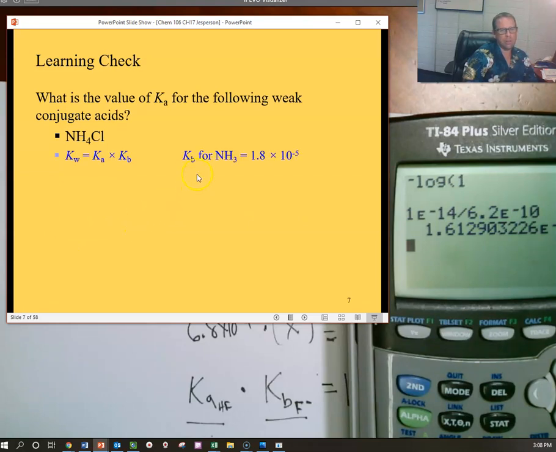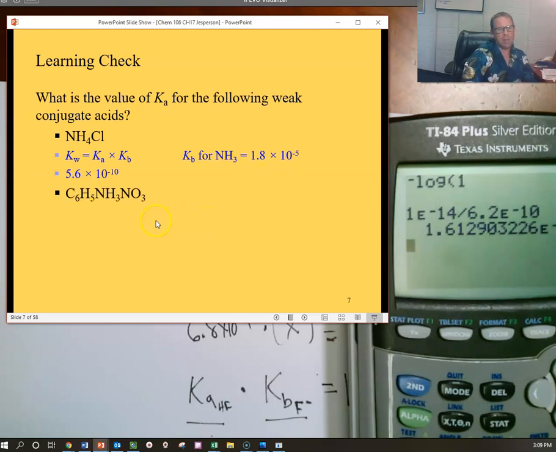So here we're told that the Kb for ammonia is 1.8 times 10 to the minus 5, and we're asked what is the Ka for the following weak conjugate acids. So the Kb is for NH3, the conjugate acid is going to be NH4, and we'll solve for Ka simply by taking, again, 1 times 10 to the minus 14 and dividing it this time by 1.8 times 10 to the minus 5.